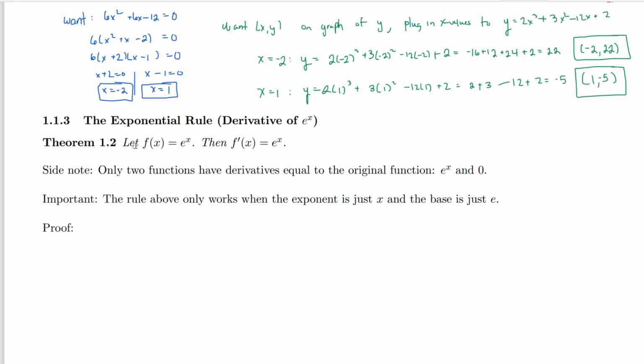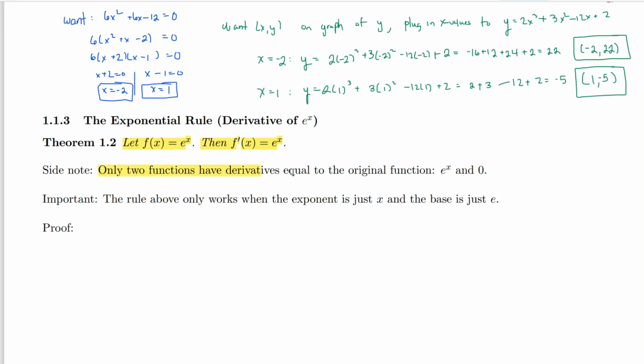But pretty straightforward here. It says let f of x equal e to the x. Then f prime of x also equals e to the x. One of the best derivative rules. Typically students love it because the derivative of f(x) is just itself. The derivative of e to the x, I mean, is just itself.